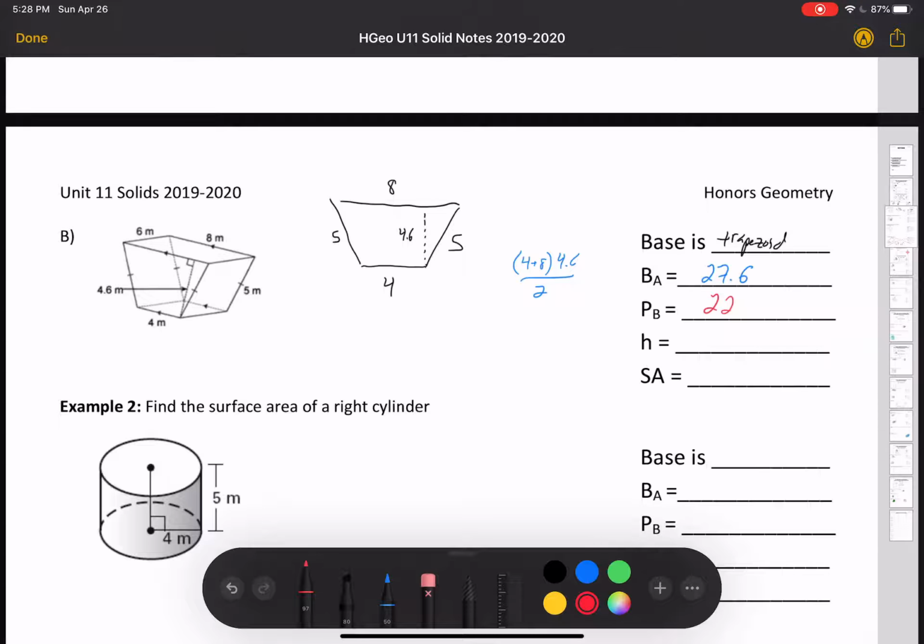The height is the length connecting the two bases, so that's going to be 6. Now to find the surface area, we're going to take 2 times the area of the base plus the perimeter of the base times the height. And when I plug that into my calculator, I'm going to get 187.2 meters squared. Okay, so this formula just helps expedite our process of finding the area of everything, of every face, and adding them all together.